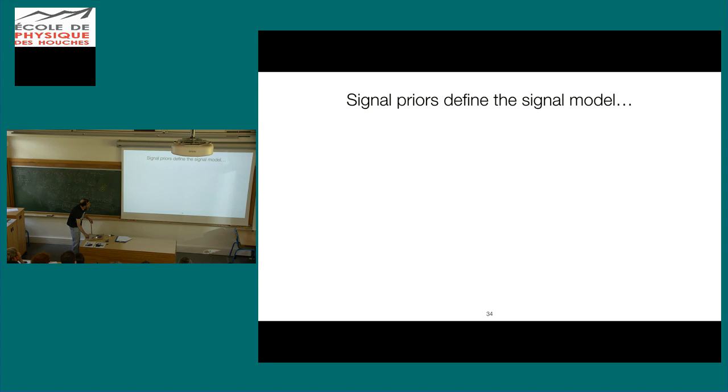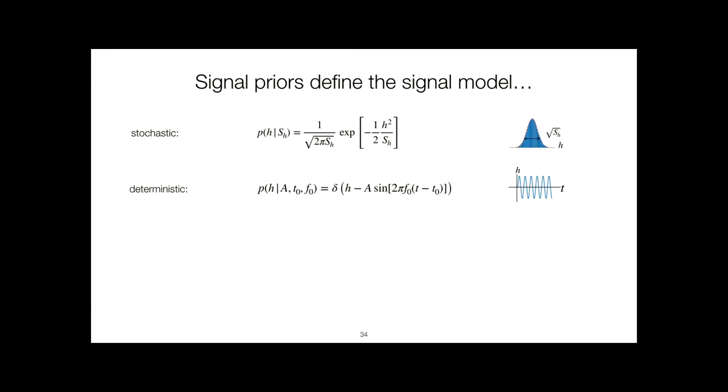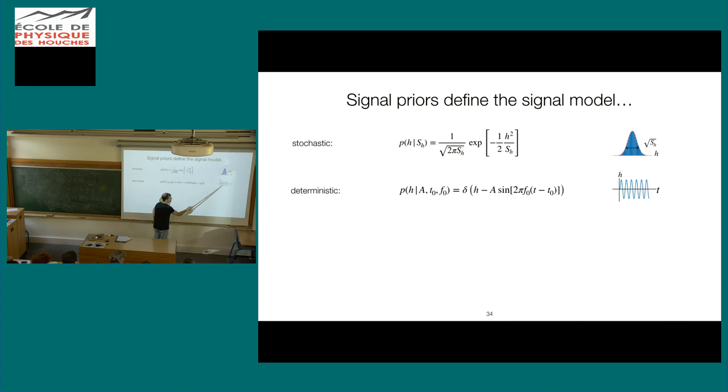Signal priors define the signal model. Just as we said for the stochastic case, we take as our signal prior this probability distribution for the signal samples H, okay? If we had a deterministic signal, we could write down something like this, where the signal samples are determined precisely. For example, if our signal model is a sine wave with a particular amplitude, frequency, and start time, our signal prior would just be a delta function. The H is given precisely by this, whereas for this prior here, the H is given by a draw from that distribution.